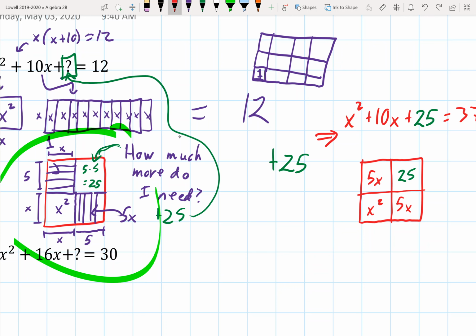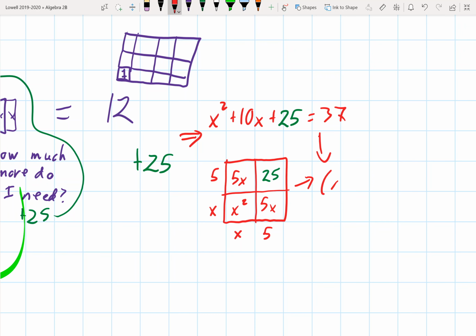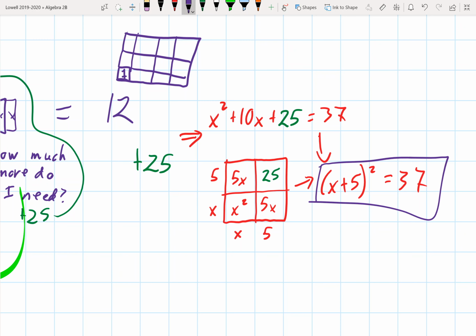Okay, so now let's factor this. We already factored it before, but if you factor this by pulling out the dimensions, it's going to be x plus 5 by x plus 5. And so you know that this factors into x plus 5 squared equals 37. And that would be your final answer. Well, it depends on what the problem is actually asking you to do, but that'll be your final answer.